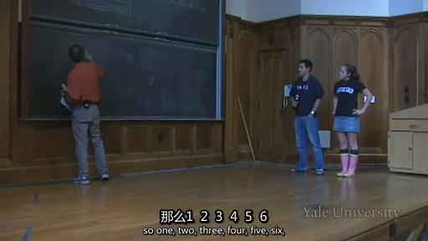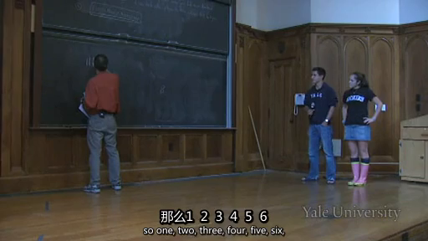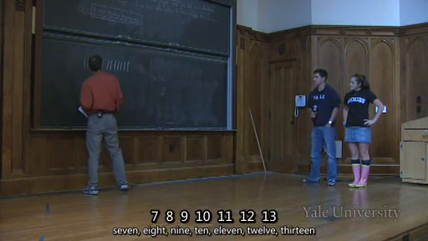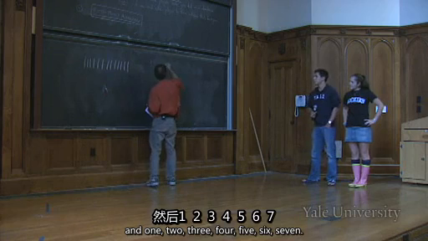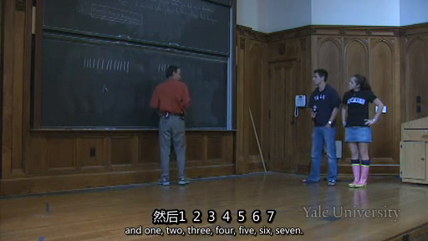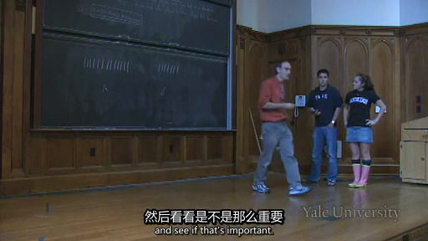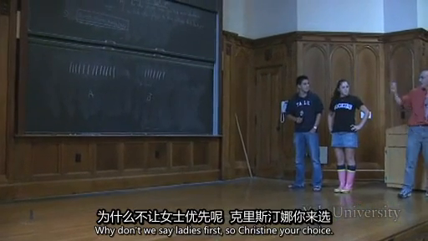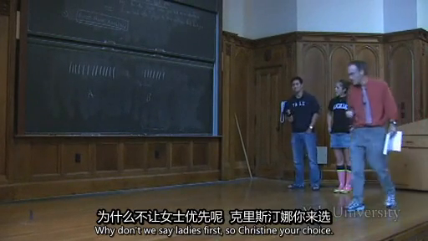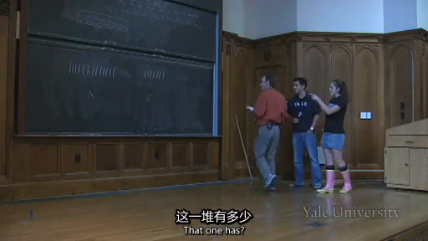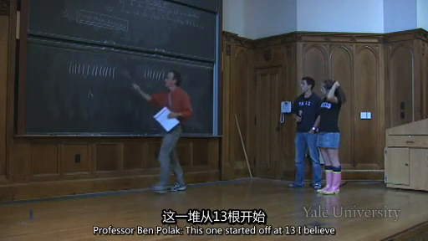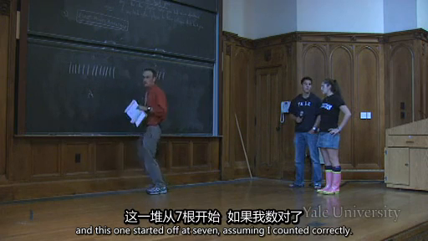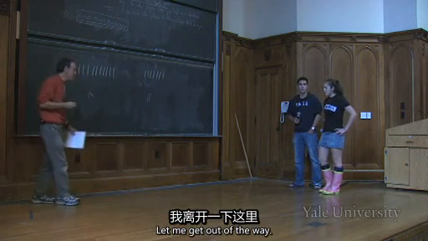So 1, 2, 3, 4, 5. 1, 2, 3, 4, 5, 6, 7, 8, 9, 10, 11, 12, 13. And 1, 2, 3, 4, 5, 6, 7. So we'll pick two prime numbers, if that's important. Let's see what happens. Why don't we say ladies first. So Christine, your choice. This one started off at 13, I believe, and this one started off at 7, assuming I counted correctly.